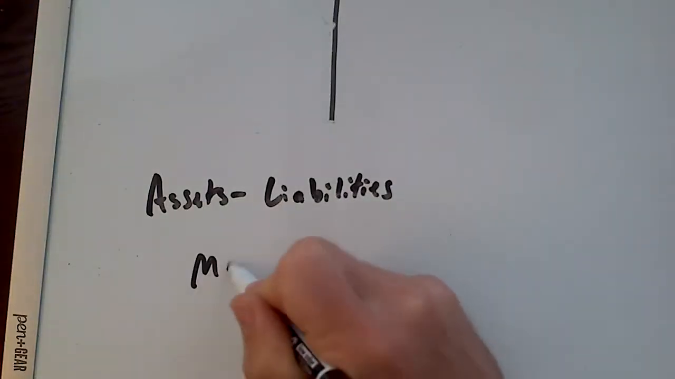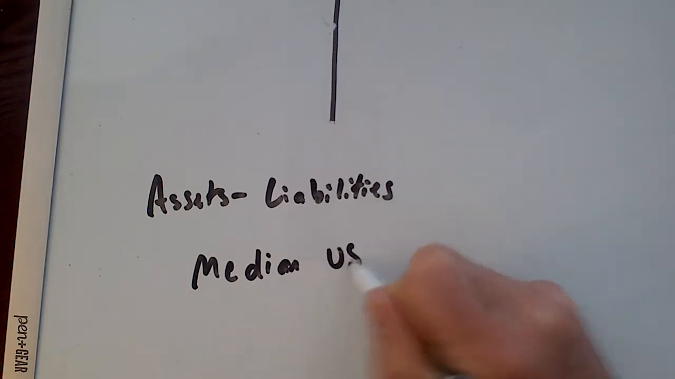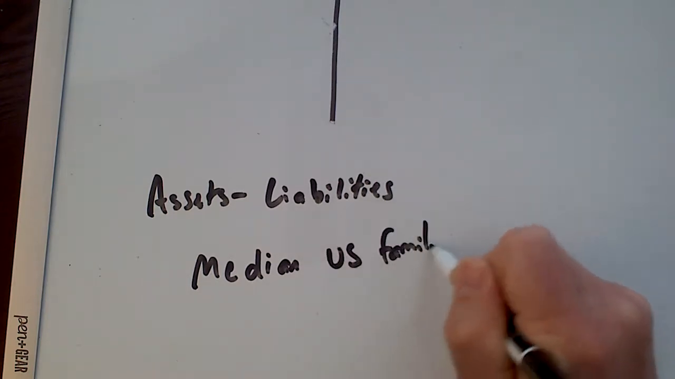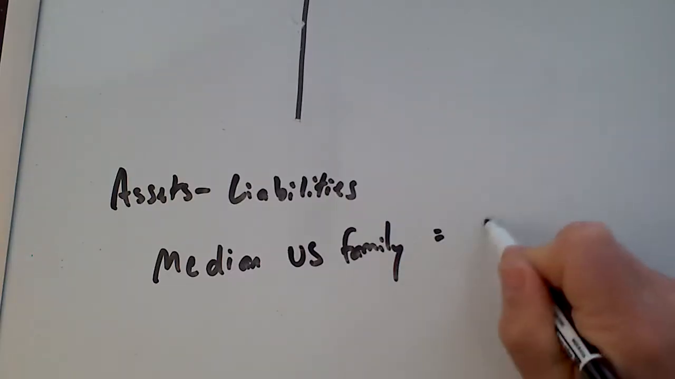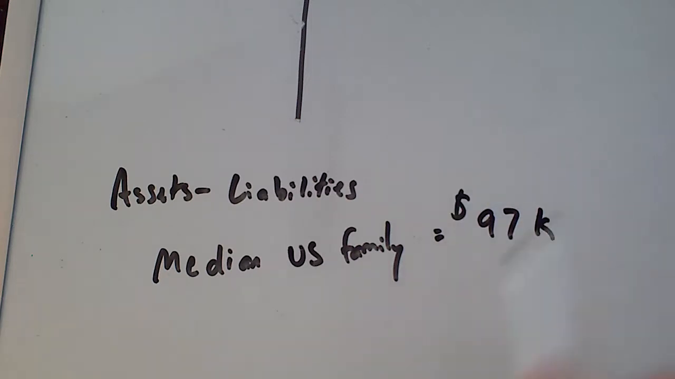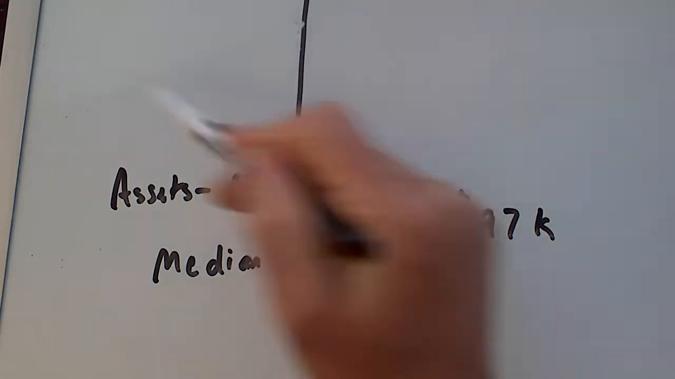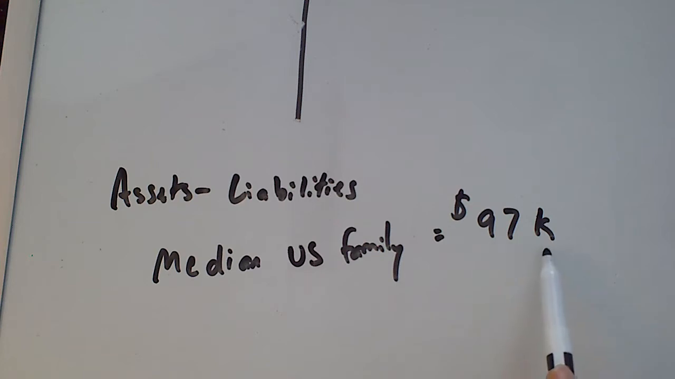The median family in the U.S. has a net worth of $97,000. This means that if all went terribly and they needed to sell off all of their assets in order to pay off their liabilities, they would still be left with $97,000 extra dollars in their pocket.